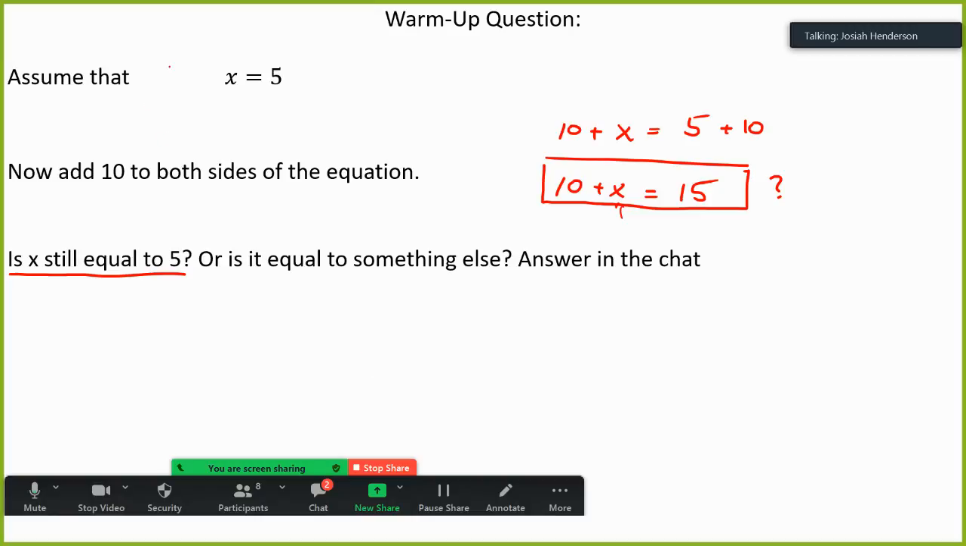We started with this. We added 10 to both sides, which is supposed to be something we can do in math, right? You can do the same thing to both sides. So plus 10 plus 10. But then we end with this business, 10 plus x equals 15. And then the question is, does that affect or change that x equals 5?